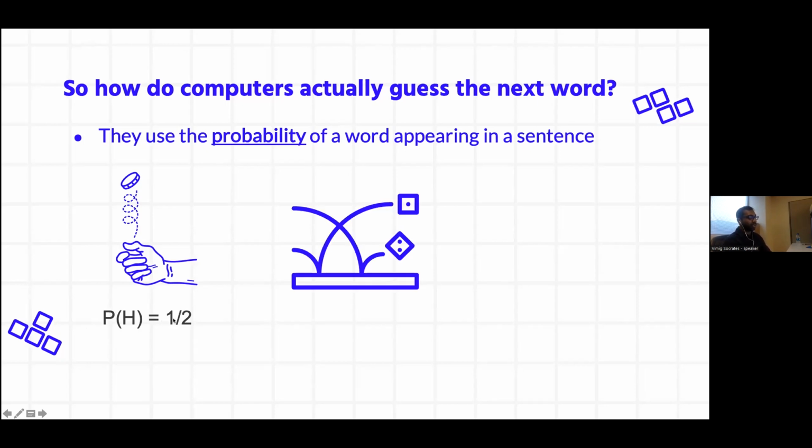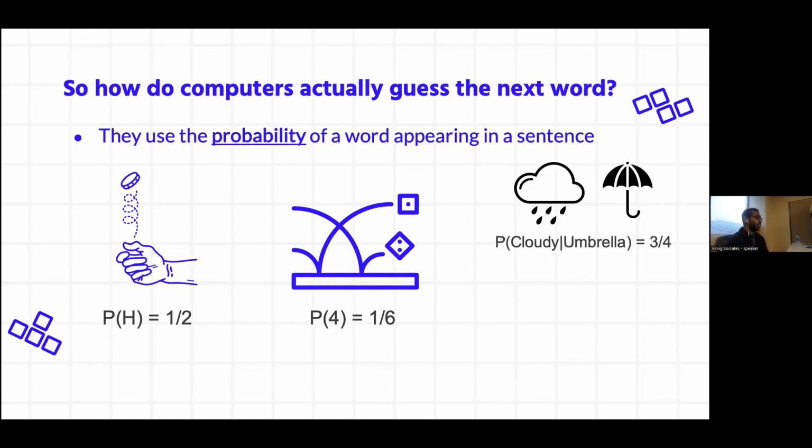We can do the same thing with dice. What about the probability of getting a 4 on a 6-sided dice? Yep, 1/6, exactly. And so these are very simple examples of probability, but in the real world, probability doesn't just happen on its own, right? So we have a lot of things that happen that are related to other things.